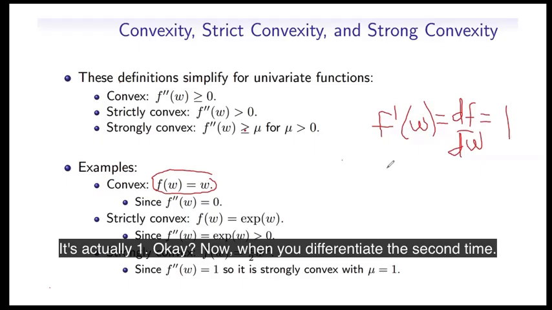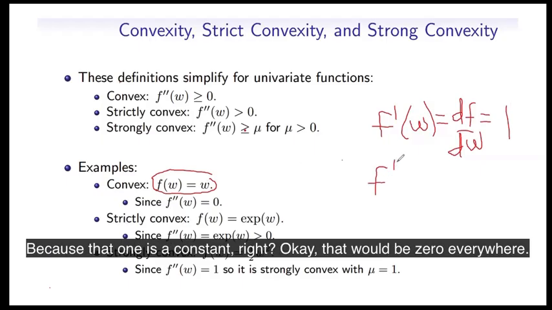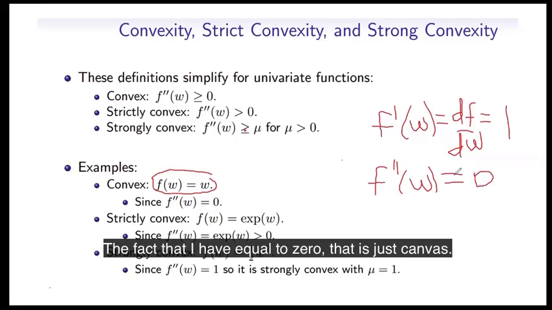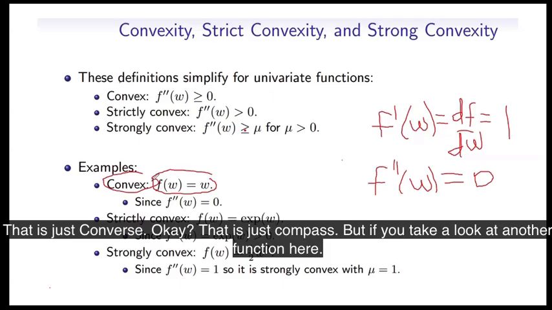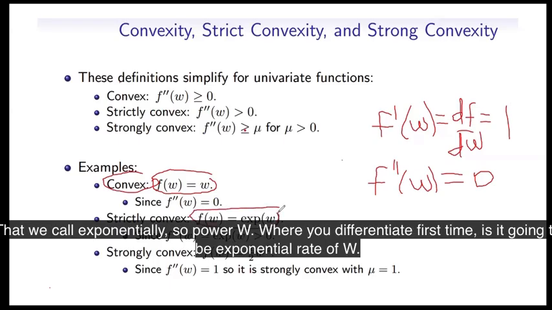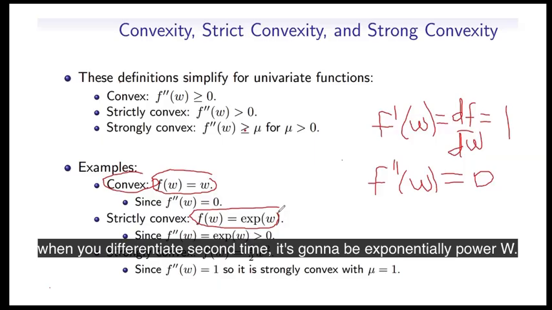Now when you differentiate the second time, because that one is a constant, that would be 0 everywhere. The fact that I have it equal to 0, that is just convex. But if you take a look at another function here that we call exponential raised to power w, when you differentiate the first time, it's still going to be exponential raised to w. When you differentiate the second time, it's still going to be exponential raised to power w.